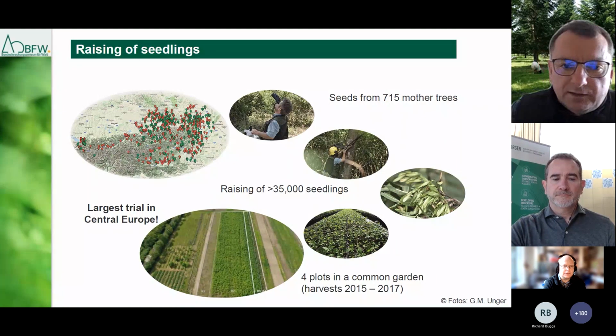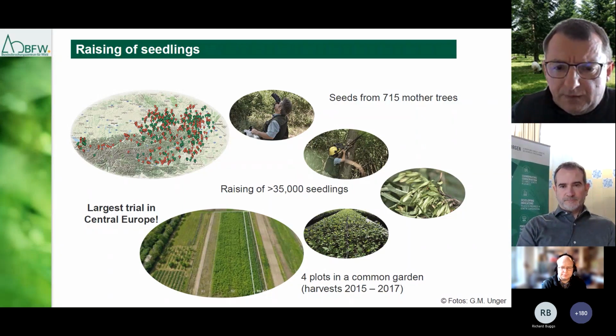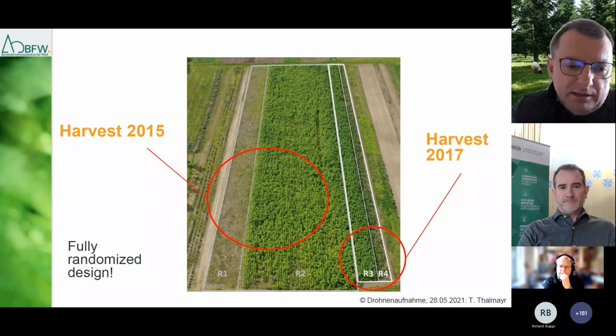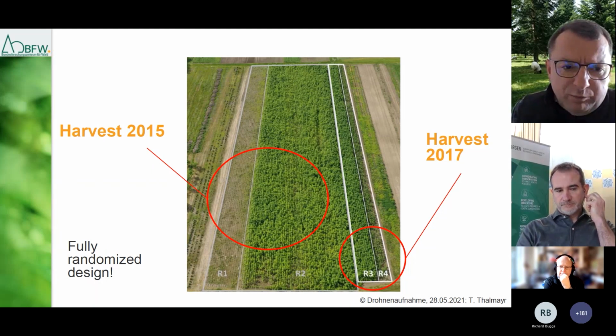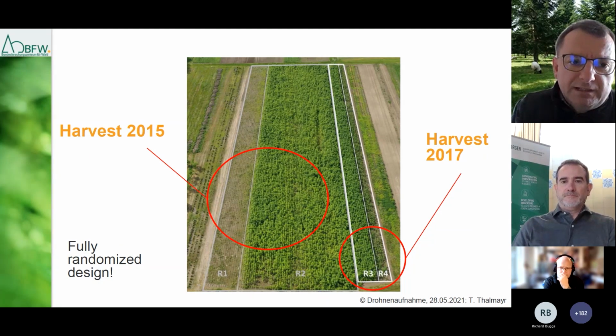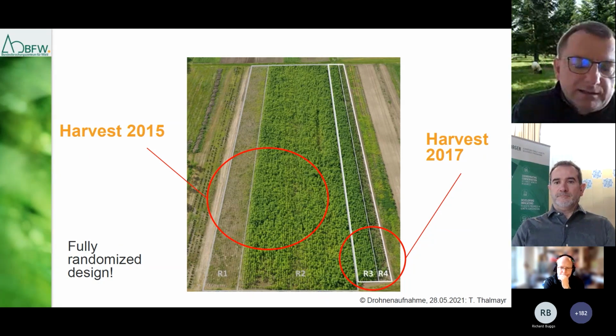So in this way, we eventually were able to raise about 35,000 seedlings out of this seed material collected from the more than 700 mother trees. These were then raised in our common garden in Thuenen. The whole plot was organized in 4 subplots. This was due to the fact that we did the seed collections in 2 seasons. The first one was in 2015, and the second in 2017.